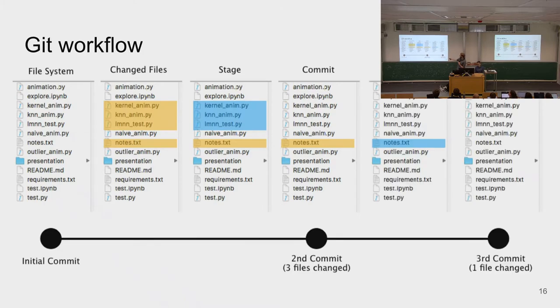To also add our notes, we would have to stage them again and then commit again, such that now the notes are also unchanged for git, and we have a third commit where we changed one file. Everything you don't add, git doesn't care about. Git thinks it's still changed. Okay, that makes sense.